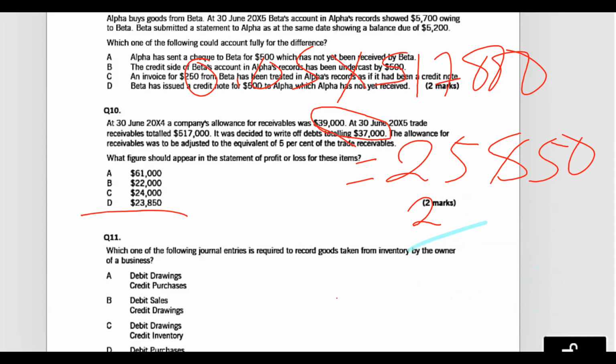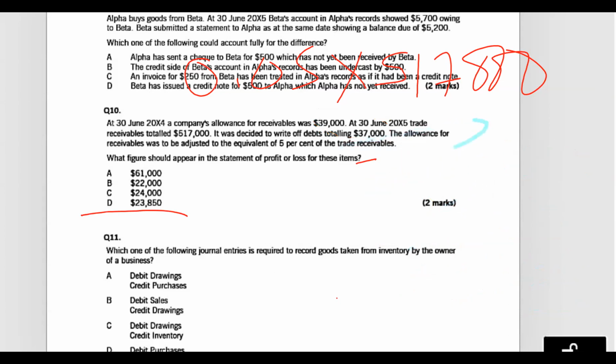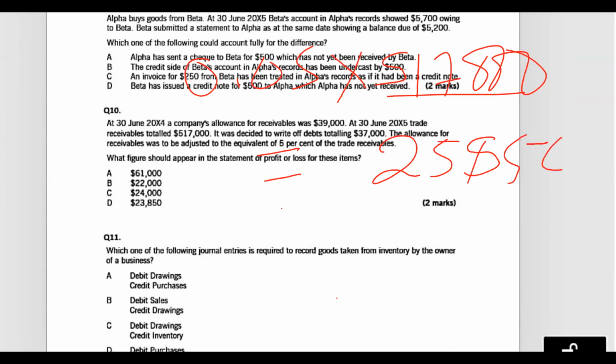Interesting. Let me submit mine as well. I also submit that whatever we are saying is correct. But let me also submit mine. You said what is the 5% of this, right? What is the 5% of this? 25,850.